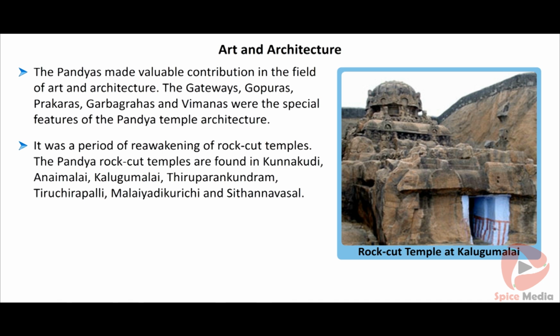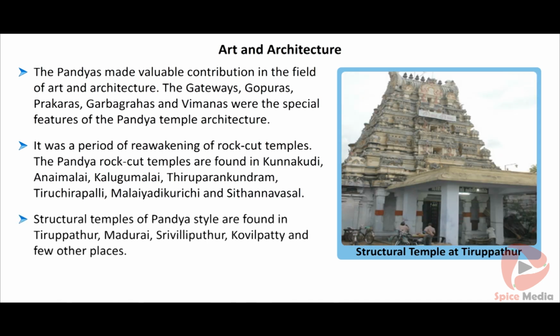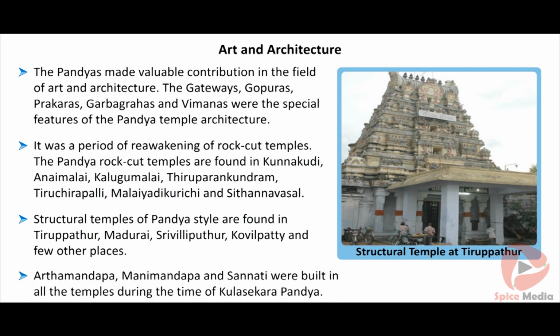The Pandyas made valuable contribution in the field of art and architecture. The gateways, gopuras, prakaras, garbhagrahas, and vimanas were the special features of the Pandya temple architecture. It was a period of reawakening of rock-cut temples. The Pandya temples are found in Kunnakudi, Annaimalai, Kalugumalai, Tiruparankundram, Trichurapalli, Malayadi-Kurichi, and Seethanavasal. There are about 50 rock-cut temples found in these places.